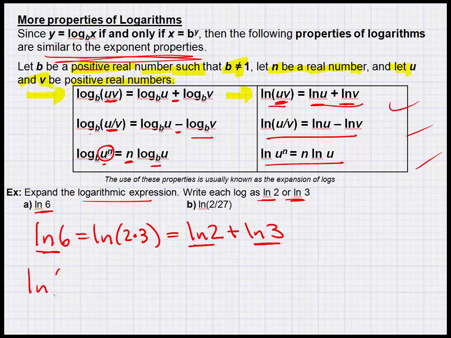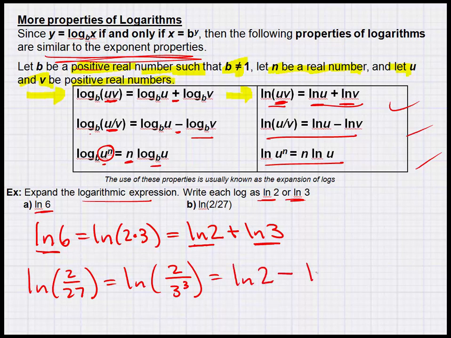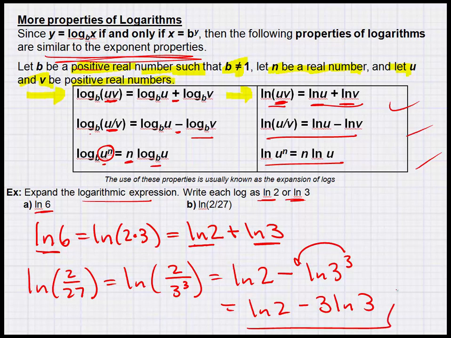How about natural log of 2 over 27? Well, I could write this as the natural log of 2 over 3 to the third. So I could write this as the natural log of 2 minus the natural log of 3 to the third, because division can turn into subtraction. I can write this as natural log of 2 minus 3 natural log of 3, because this power can come out to the front as a multiple. So then my final answer here is this equals this, and I wrote it in terms of natural log of 2 and natural log of 3.